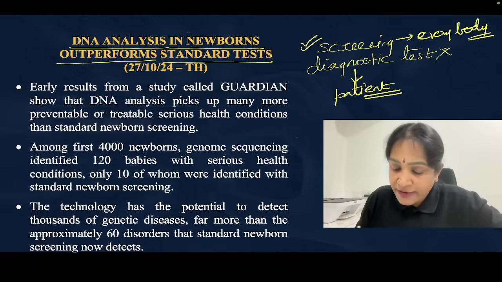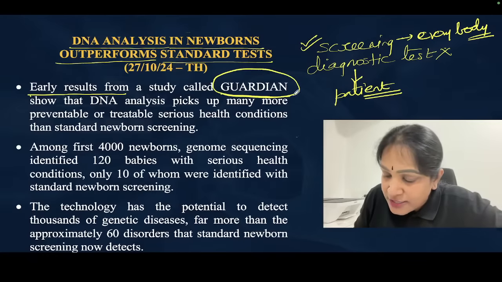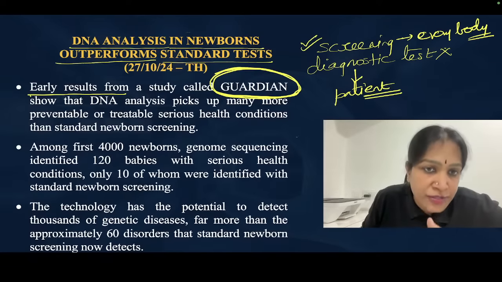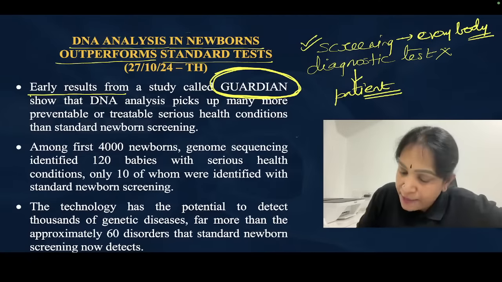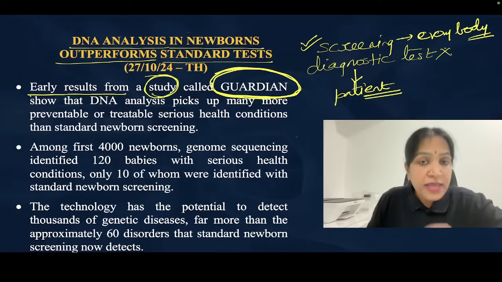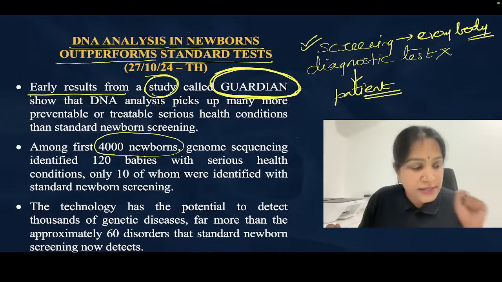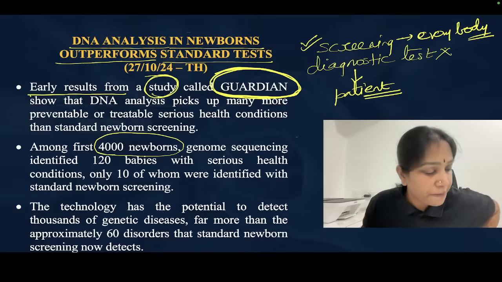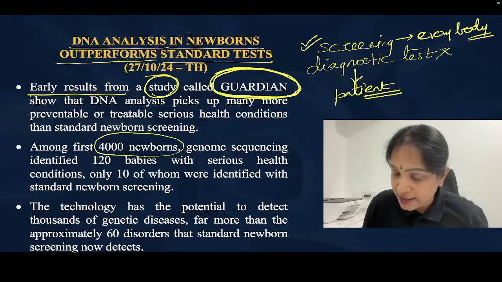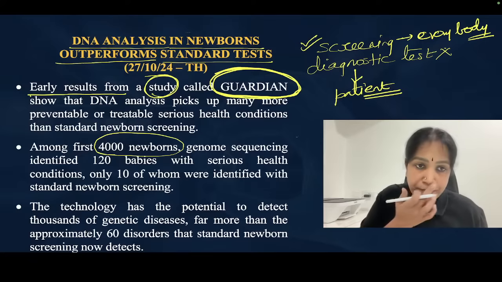So now let us give it a reading. The early results from a study called Guardian. What is Guardian? Is it the name of an institution or an organization or a project work? It is the name of a study. Is it clear? In this study, they have taken 4,000 newborn babies. Mumtaz Sheikh, we are going to discuss that. In that study, 4,000 babies were taken.